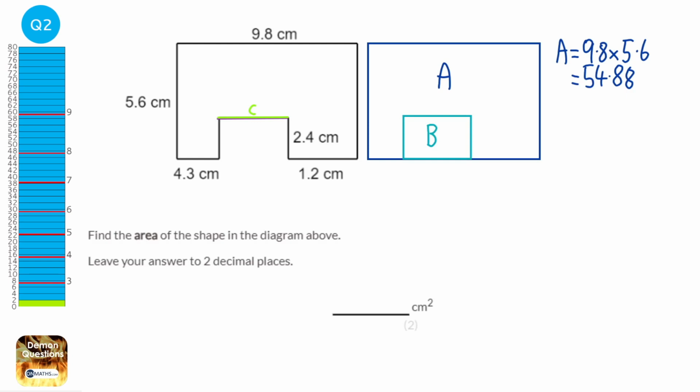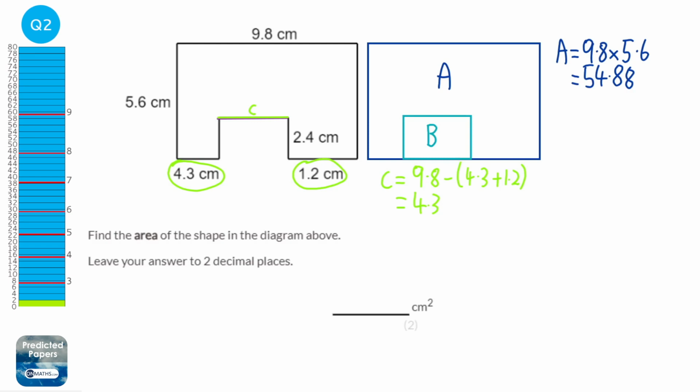To work out the length of C, we're going to do the total length across of this whole shape, which is 9.8, and take away the bits that we know, which is the 4.3 and the 1.2. So we're going to do 4.3 plus 1.2, take that away from 9.8, and when I do that I get the answer of 4.3, and that's a coincidence that it's the same as the left hand one.